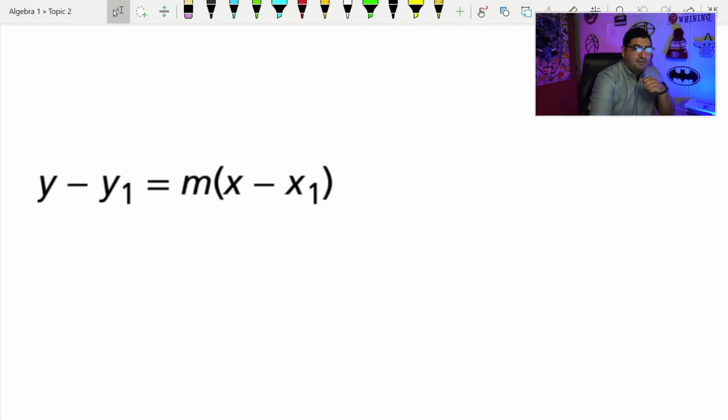Today we're going to be talking about how to write an equation in point-slope form. So let's go ahead and get started. Here we have the point-slope form, and it's another way that we can write the equation to a line.